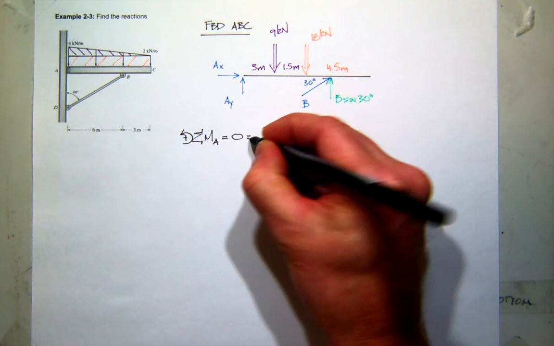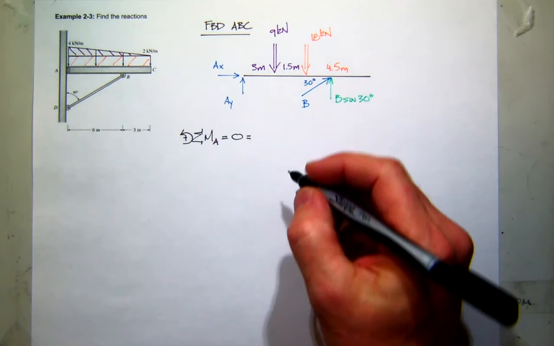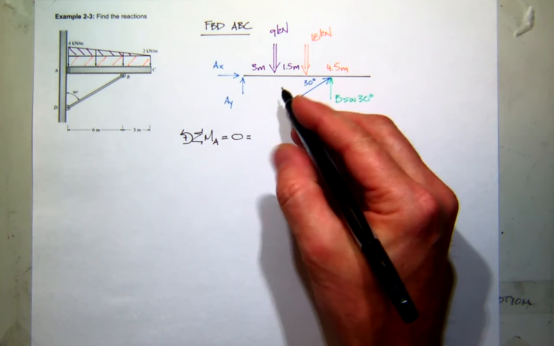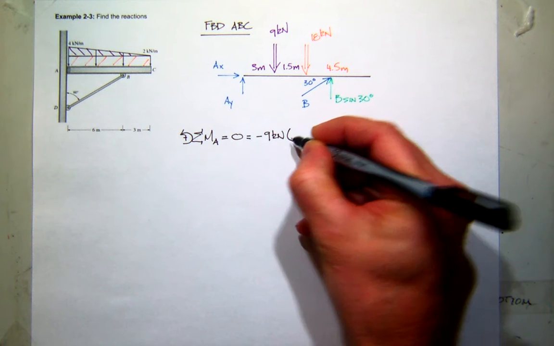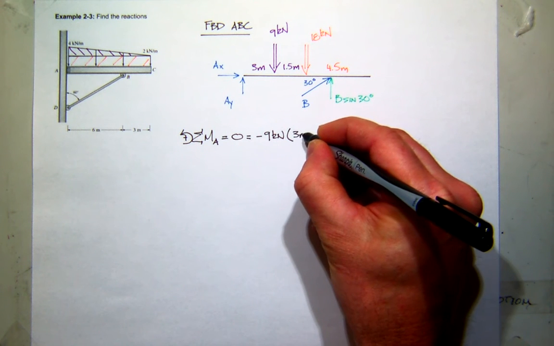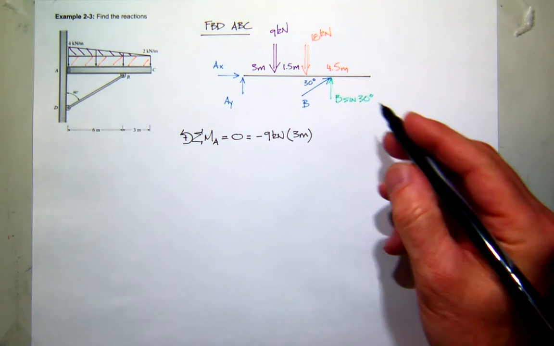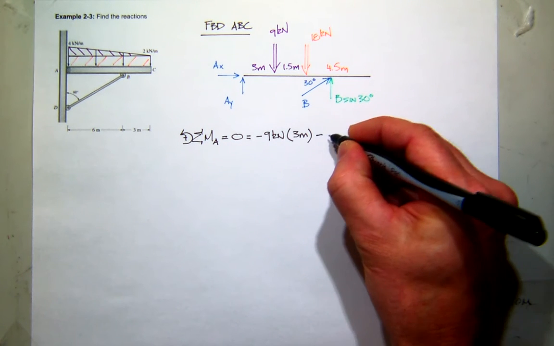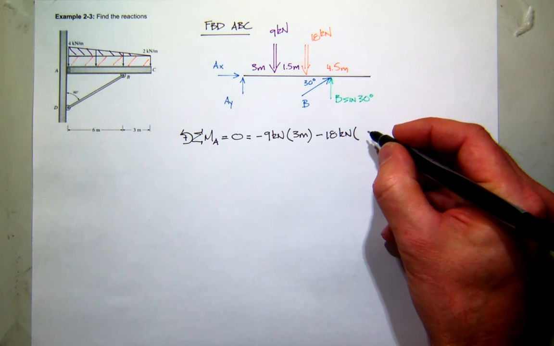Who did I leave off on? Miss Higgins, I think you're up. Sum moments about A for me, and just with the known forces first. So it's -9 kilonewtons. Correct. What's the moment arm? That's 3. That's correct. Sorry, that doesn't look like a 3, but that's a 3. And then it's -18. Correct. And then, 7.5.